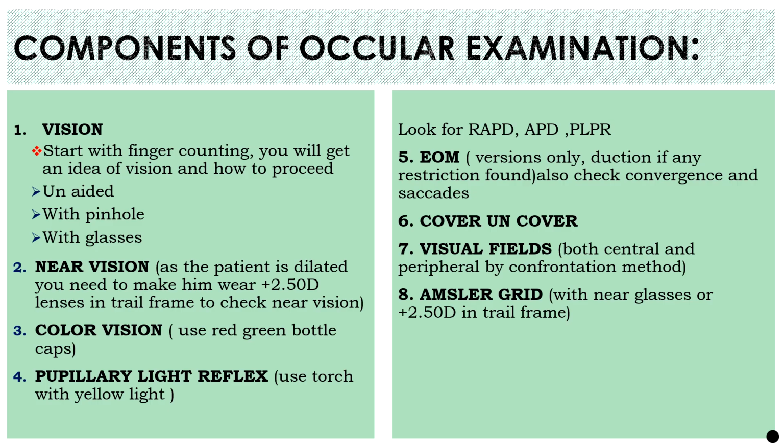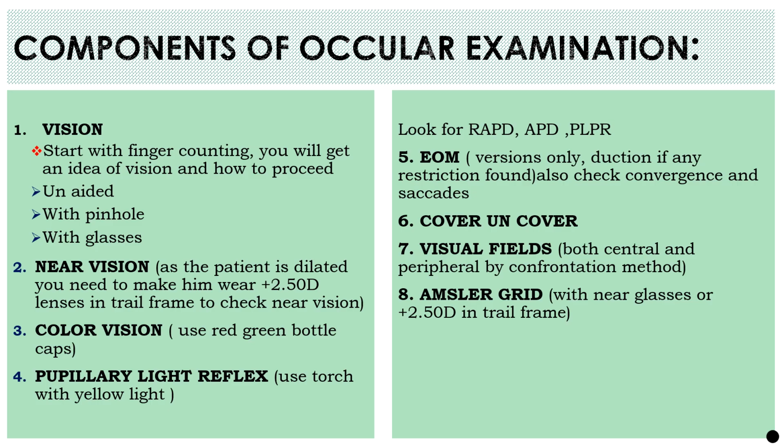Start with an unaided visual acuity, then with pinhole, and then with glasses if the patient is wearing. You can ask the patient for glasses because sometimes the examiners have kept the glasses with them. So when you ask, they will give you the glasses. For near vision, as the patient is dilated, you have to make him wear plus 2.5 diopter lenses in the trial frame to check the near vision.